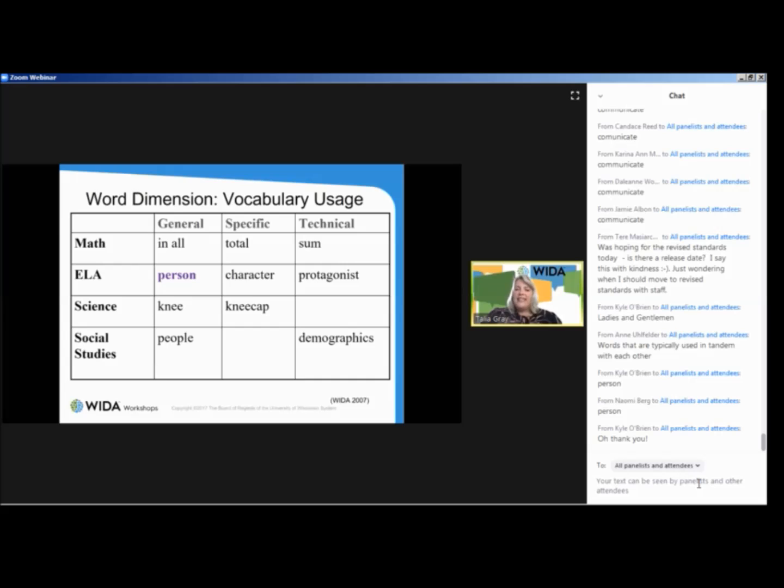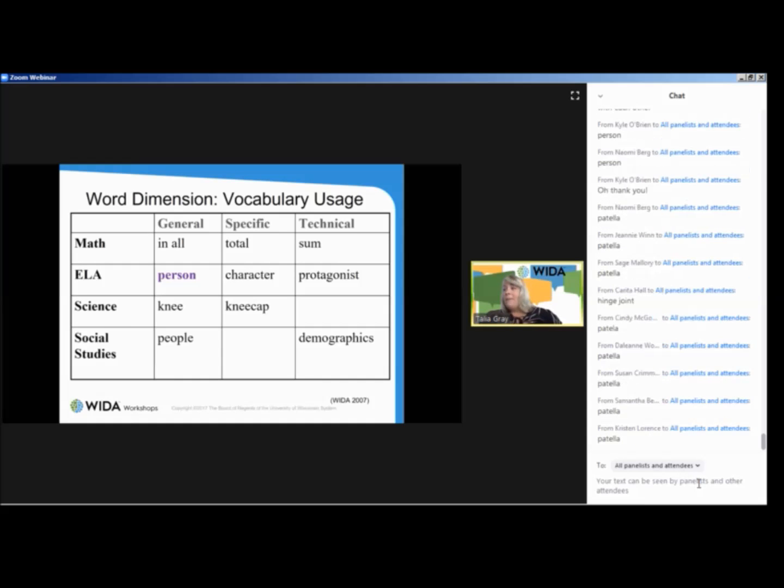Now, if we look at the next one for science, knee is general, specific is kneecap. Now, what would that technical term be? Patella. Very good.